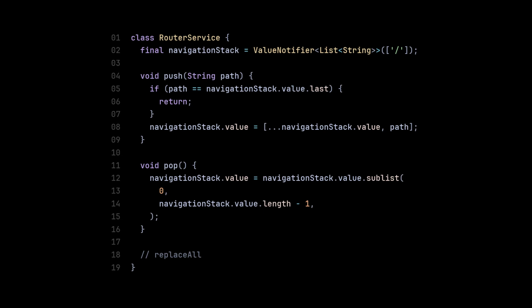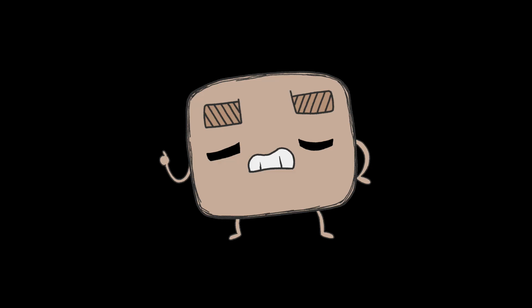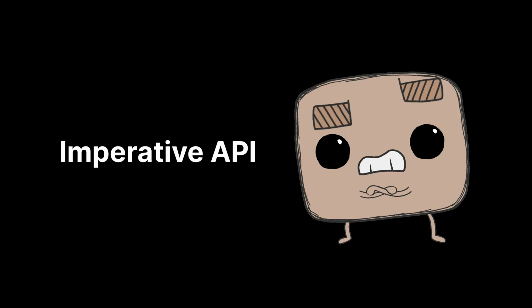We initialize the stack with our home route, which for most apps should be a backslash, and we will implement 3 methods: push, pop, and replace all. I named these functions push and pop because they still represent what is happening to the navigation stack. By using these function names, the root service is now imperative to make it easy to use in our app, but the logic within is still declarative.